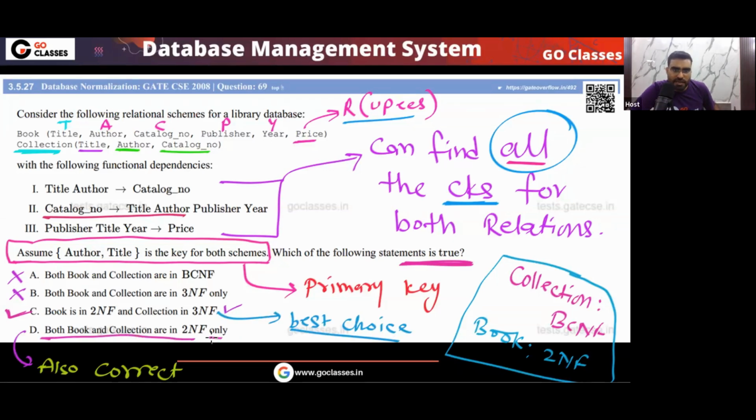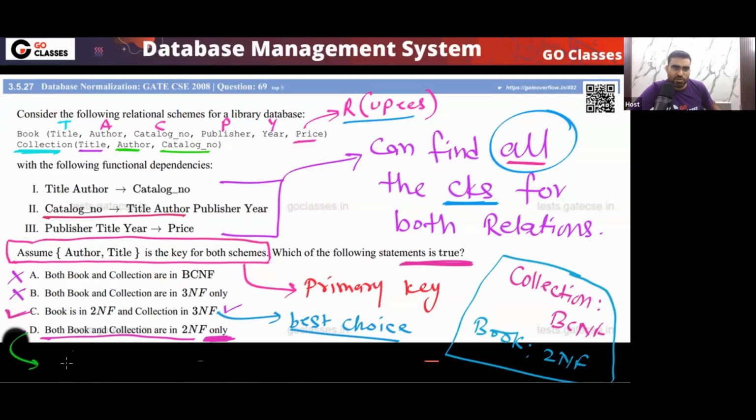Both are in 2NF only. Sorry. Because of this word, option D is actually wrong. Option D is wrong because of this word only. Is this clear? Option D is saying both are in 2NF only, so that is the reason option D is wrong. The answer will be option C. That's it. Is this clear?